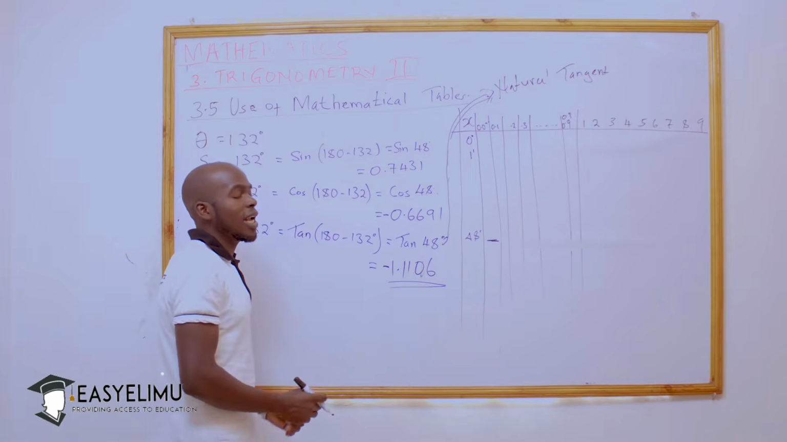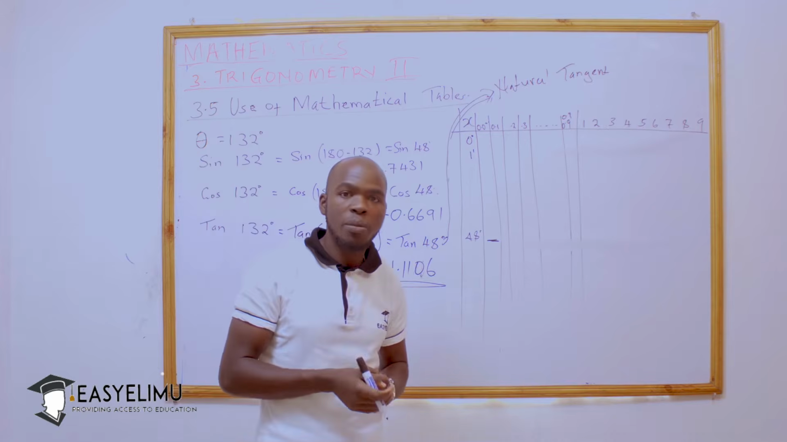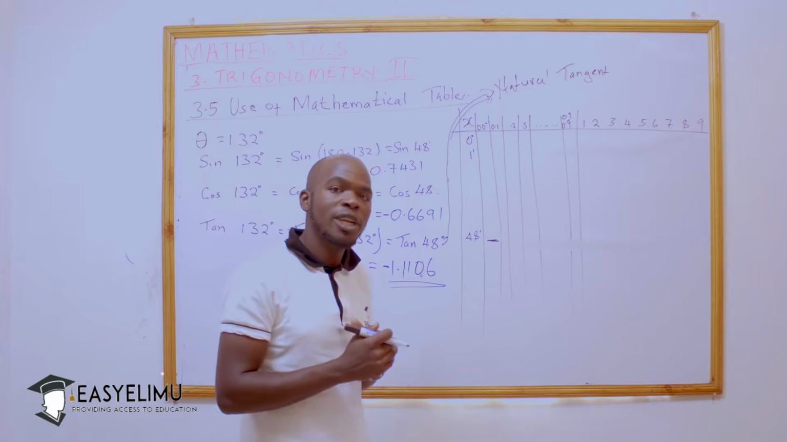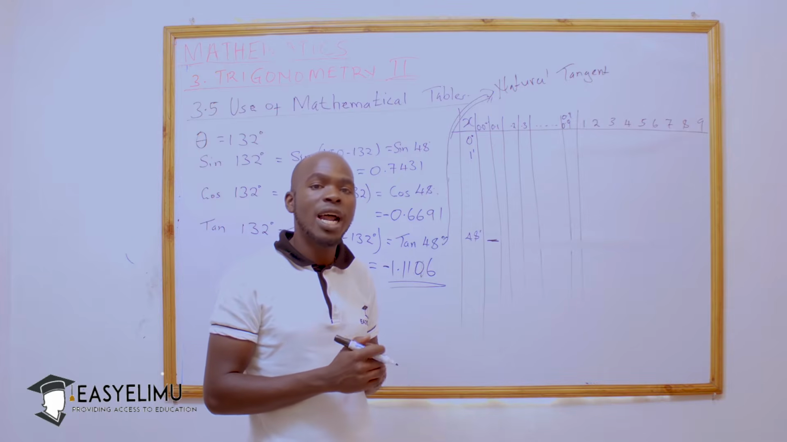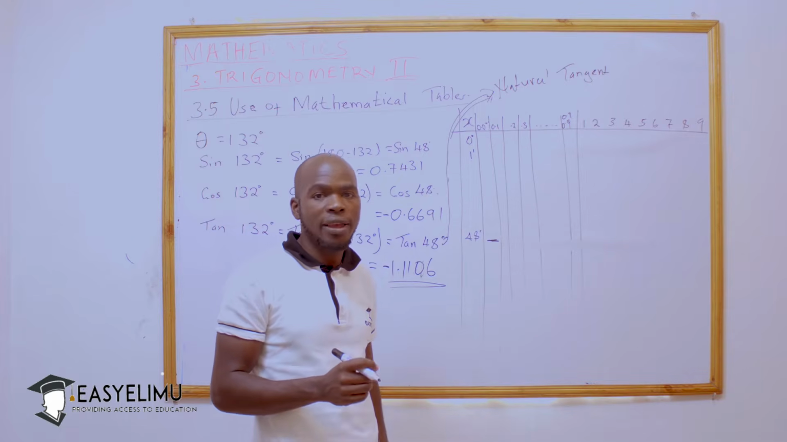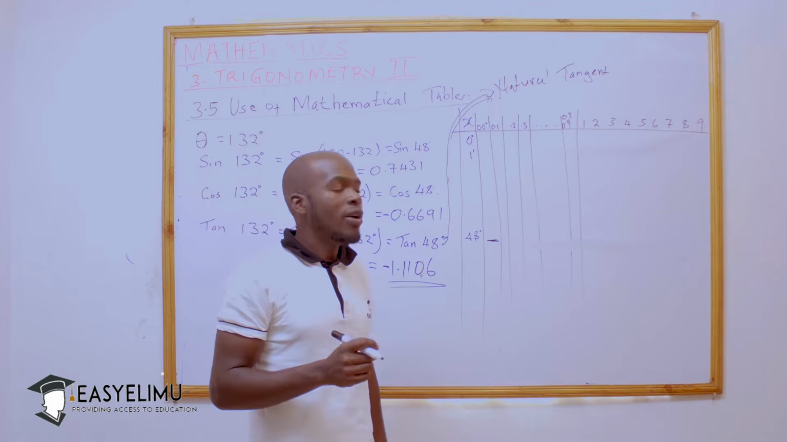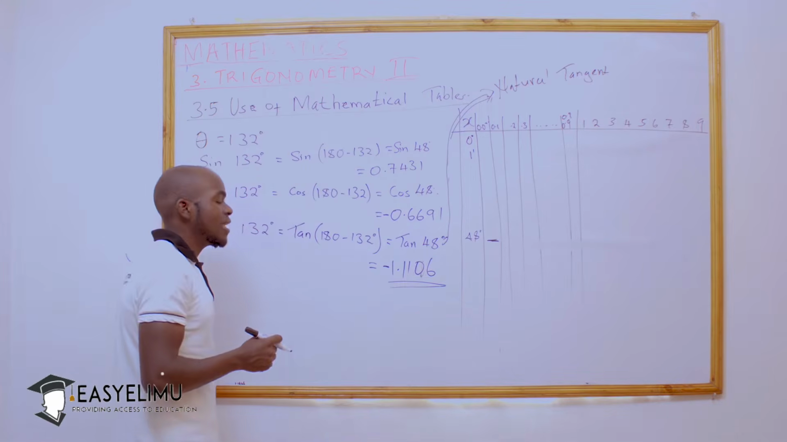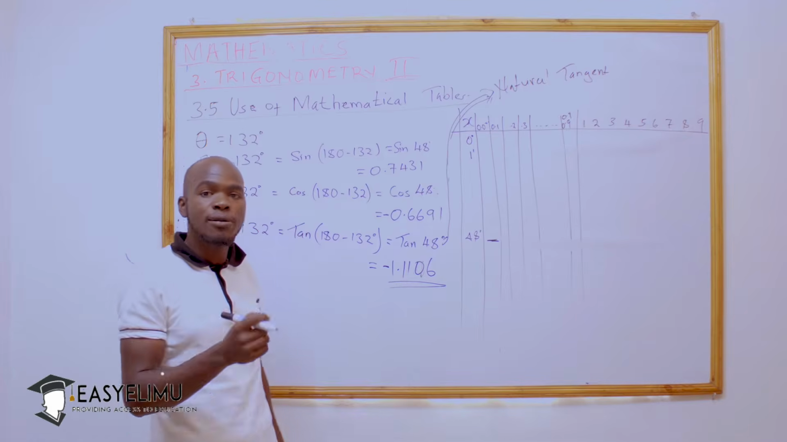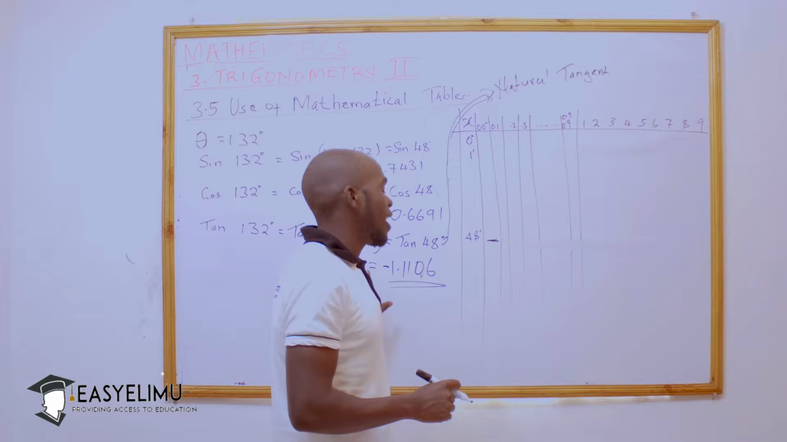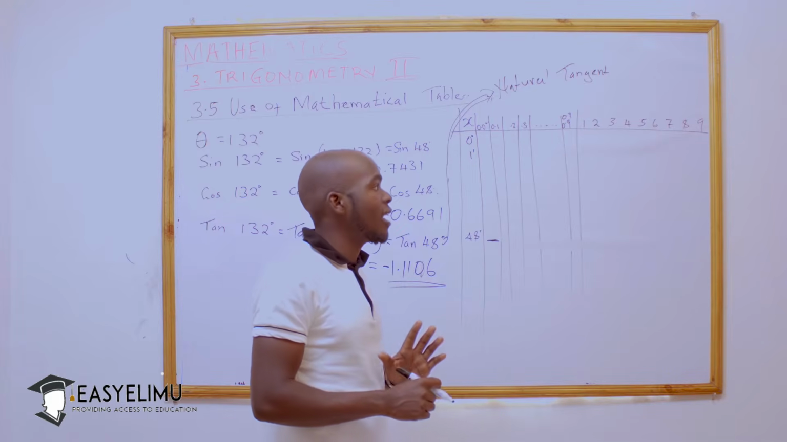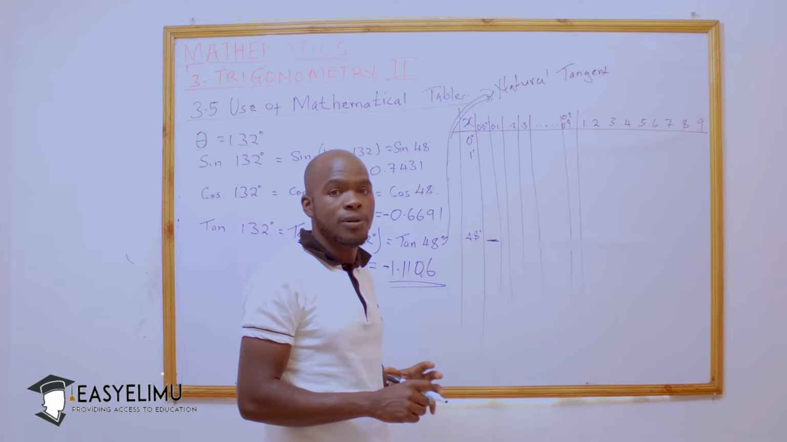So that is how we calculate using mathematical tables. If you calculate using mathematical tables, remember to take into consideration the quadrants in which the angles lie. And take note, remember where the tangents are positive, where cosines are positive, and also where the sine is positive. So take that into consideration when you are calculating using mathematical tables.